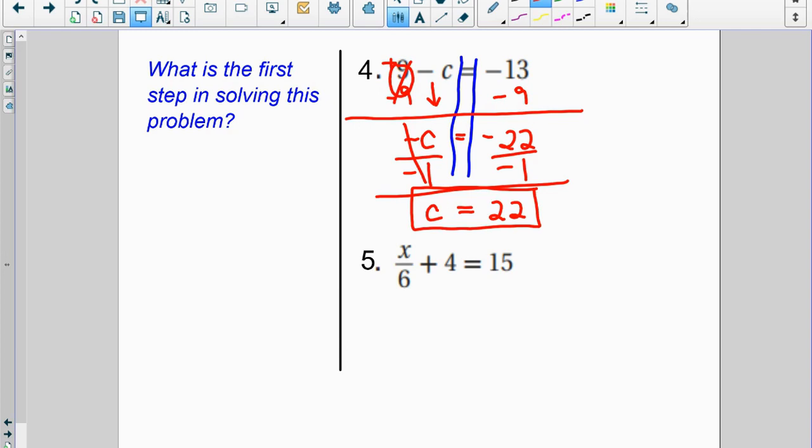If you check your answer, put 22 in the place of c. 9 minus 22 equals -13. That is true. So 22 is our correct answer. I'd like you to pause the video and try number 5 on your own.